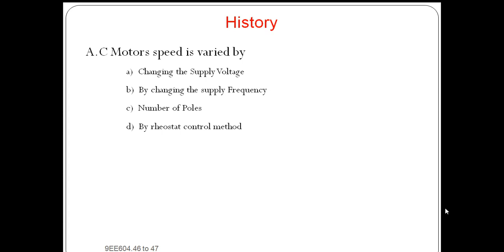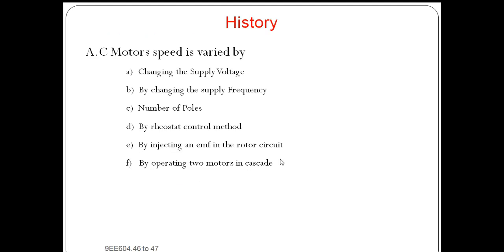AC motor speeds can be varied by changing the supply voltage or by changing the frequency. N is equal to 120 F by P. So if you can vary the frequency and number of poles, the motor synchronous speed changes accordingly, and rotor speed also changes. For the slip ring induction motor, we can adopt these techniques: by using the rheostat control method, by injecting an EMF in the rotor circuit, or by operating two motors in cascade. So these are the methods which may be adopted for AC motors, specifically induction motors.